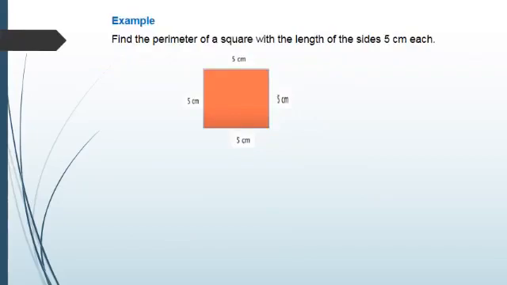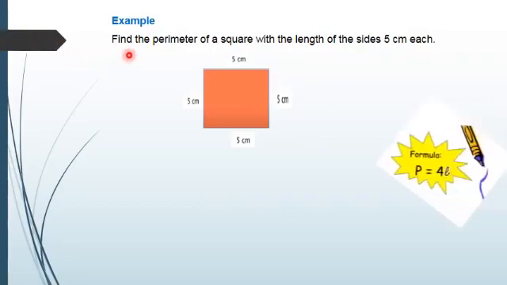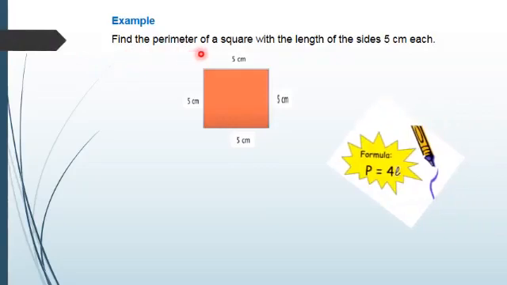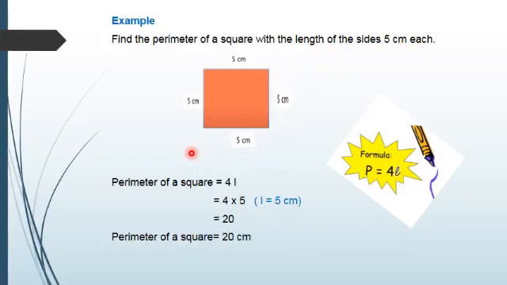Now, let's solve an example. In this example, we have to find the perimeter of a square with the length of the sides 5 centimeter each. We know the formula of the perimeter, that is 4L. So we will apply the formula to this square. So it will be equal to 4 into 5, as we have a length of a square 5 centimeter, and that will be equal to 20. So the perimeter of a square with the length 5 centimeter is equal to 20 centimeter.